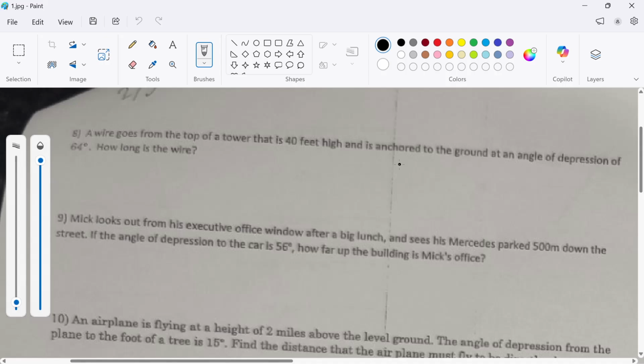On a TI-84, it's hit the second button. If you hit second, it's a blue button, and then sine, it'll give you arc sine. The sine of an angle gives a ratio. The arc sine of a ratio gives an angle. Same thing with tangent and cosine.